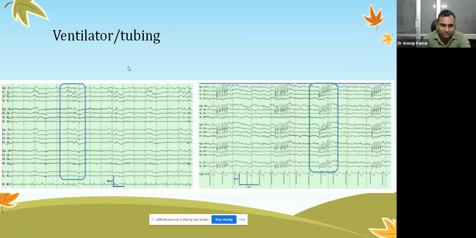Another artifact seen in the ICUs is the ventilator tubing artifact. You can see the regular artifact occurring at an irregular interval according to the ventilator settings.